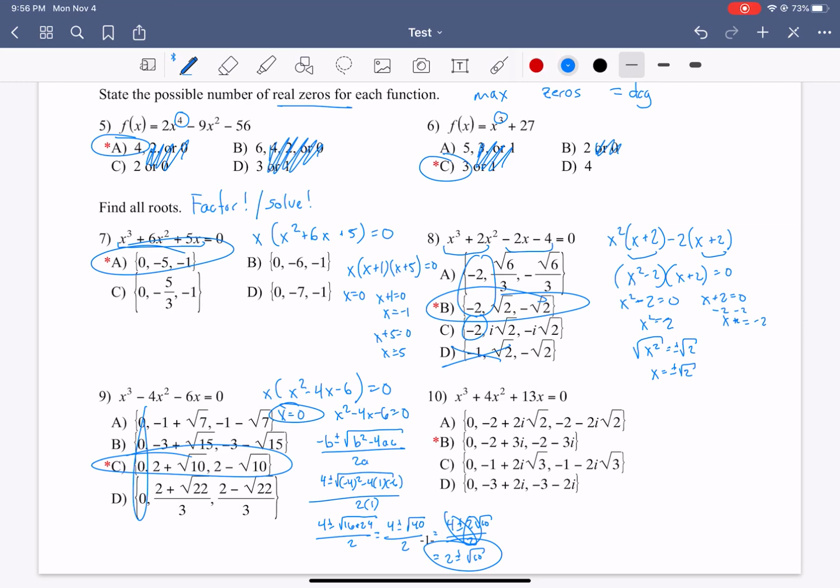Again, let's look at 10. Try to do the simplest things first, which we can try to factor out this x from everything. So we get x times x squared plus 4x plus 13 equals 0. So we will still get x equals 0 first. And again, that's in everything, so it doesn't help us out too much. And then we have our quadratic.